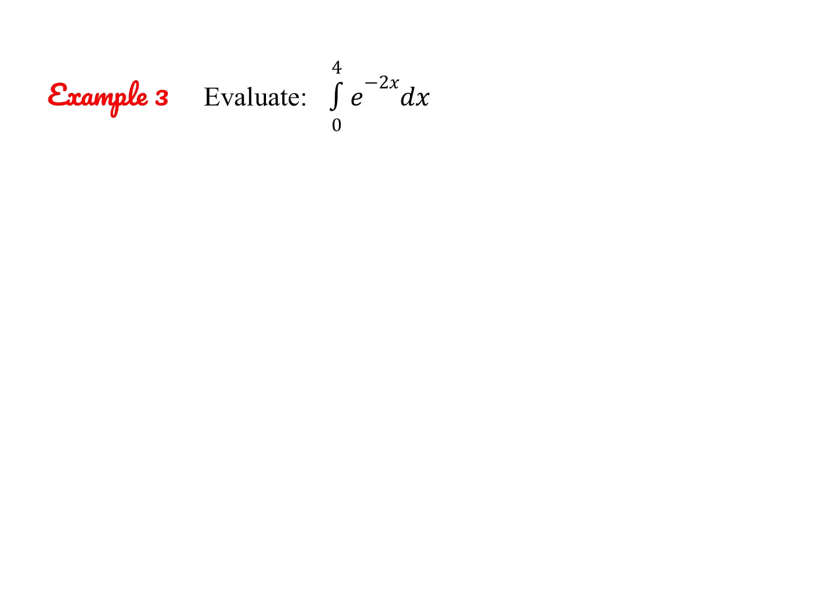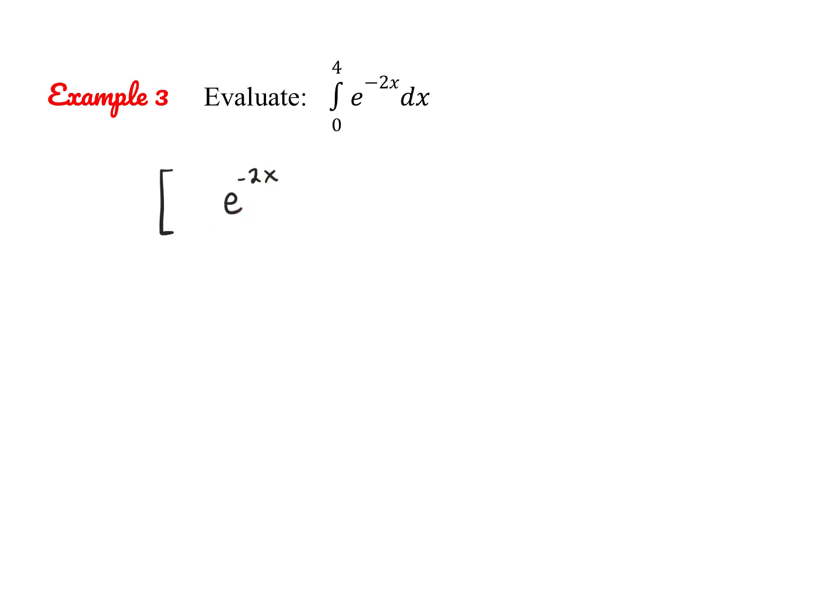All right, let's try another one together. So here we have the integral from 0 to 4 of e to the negative 2x dx. So when we think of this antiderivative, well, we know that the antiderivative of e to the x is e to the x, but here we have e to the negative 2x.